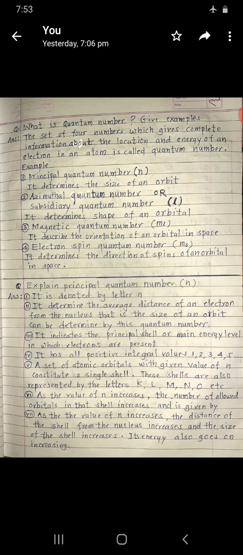Last one is the electron spin quantum number, indicated by ms. It determines the direction of spin of an electron in space. So these are the four quantum numbers.